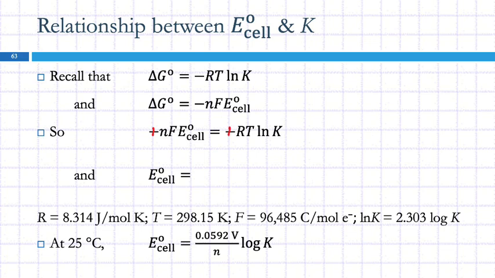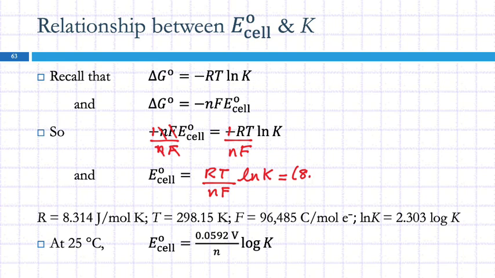And we're trying to get E cell by itself. So I'm going to divide both sides by nF. So I get E cell is equal to RT over nF times the natural log of K. Three of these letters, two of the letters represent constants. One represents the temperature, and at standard cell potential, we're always talking about 298 Kelvin, room temperature. So we know the value for R, T, and F. We can plug that in here.